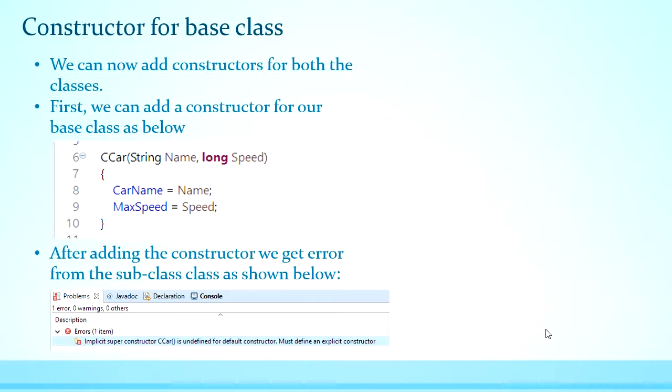Where do we have to define it? We have to define it in the CCAR class. Why? Because that's where the CBMW class error is popped out from. Okay, to better understand this, first we will implement the CCAR constructor in Eclipse.